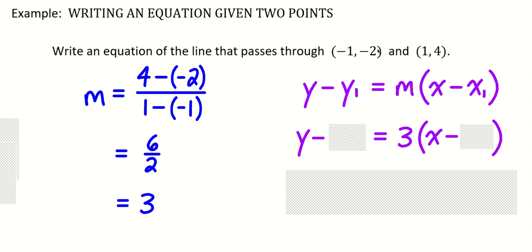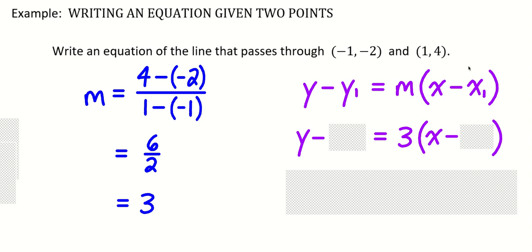Can we take our pick? What do you think? You think we could take our pick of plugging in that x and that y, or that x with that y? Could we? Well, the answer is yes. We can plug in either pair that we want for x1 and y1.